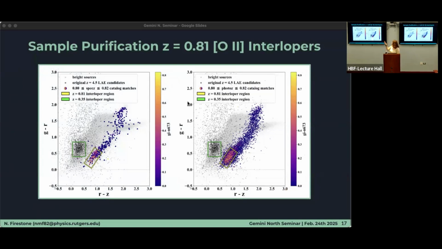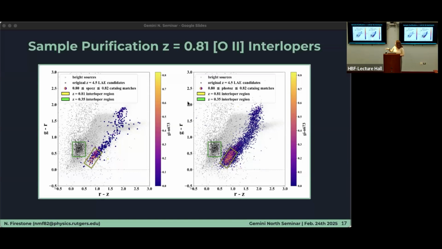So here I have two GRZ color diagrams. The one on the left is looking at objects that have spectroscopic confirmations. The right are objects that have photo-Zs. And we basically matched all of those objects to our initial source catalog, not just the LAEs. The subset of that catalog is in gray here, just bright sources. And in this dark gray, kind of black, are our original LAE candidates.